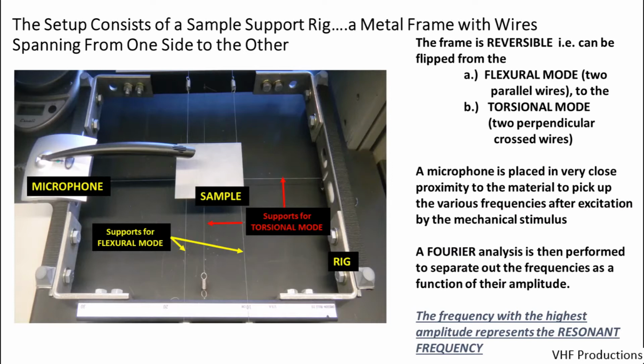On the opposite side of the frame, in this case its bottom, there are 2 support wires that are set up perpendicular to each other. By simply flipping the frame over, we can place the plank of wood across the wires either in the longitudinal flexural mode set up, where the wires are parallel to each other, or the torsional mode set up with the wires perpendicular to each other.